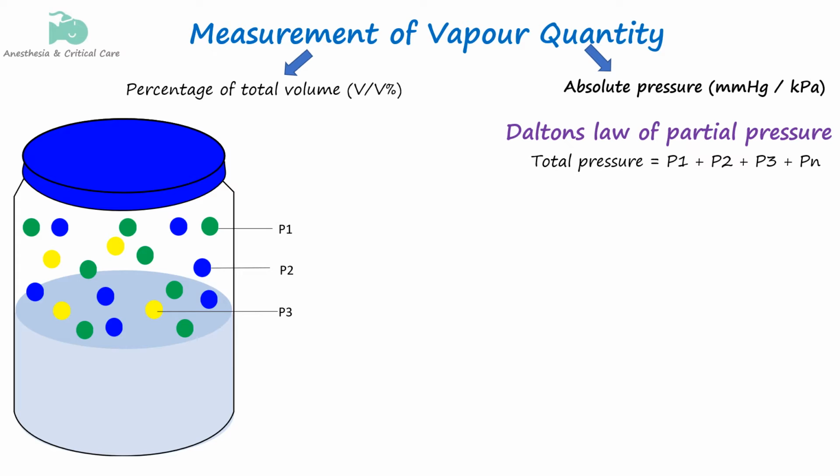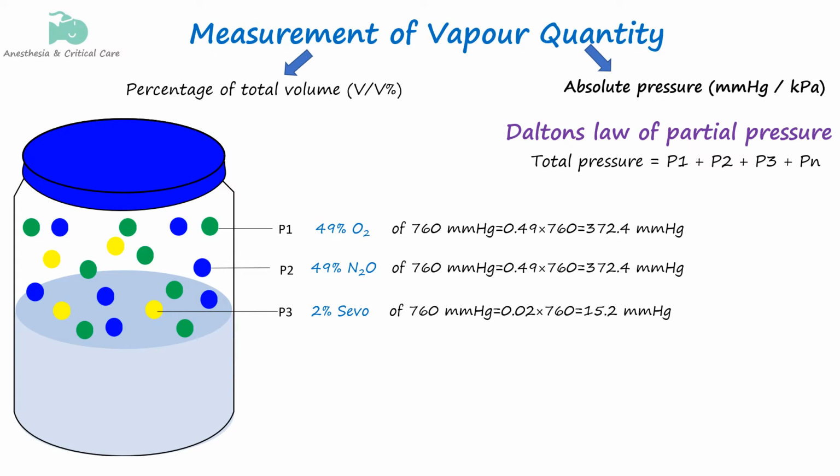Let's say a patient is breathing a gas mixture that contains 49% oxygen and 49% nitrous oxide with 2% of an anesthetic agent like sevoflurane. With the total pressure of the gas mixture at sea level of 760 millimeters of mercury, we can calculate the partial pressures of each component as follows. So the total pressure of 760 millimeters of mercury is the sum of the partial pressures of all these gases. These concentrations are determined by a gas analyzer in the anesthesia circuit and can also be ascertained from the vaporizer dial.